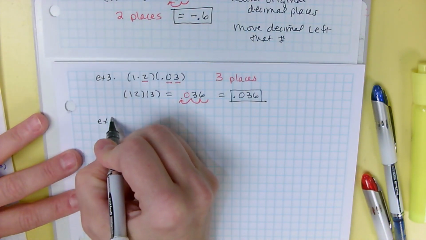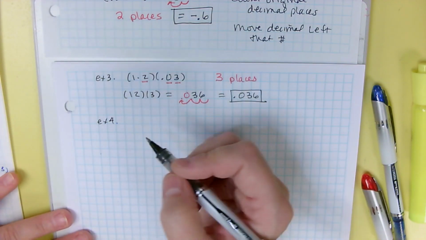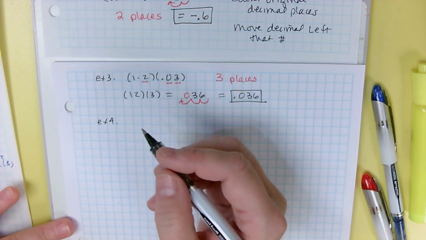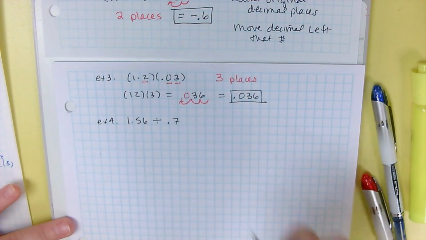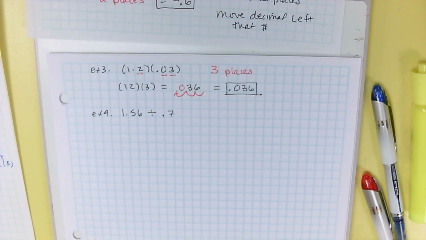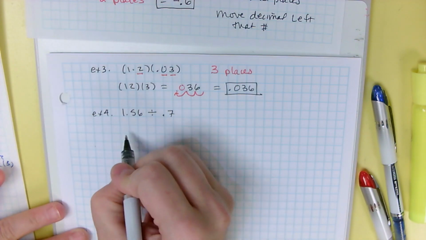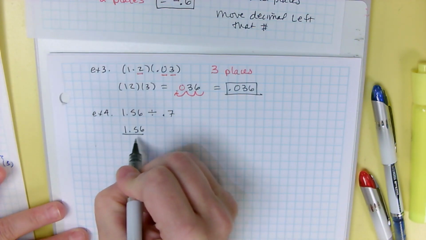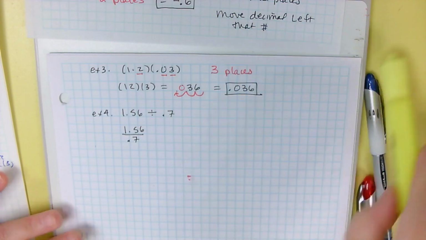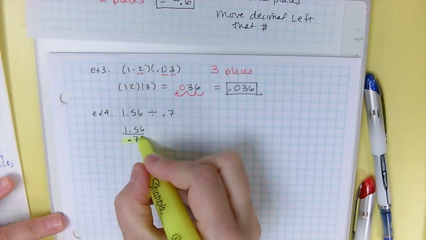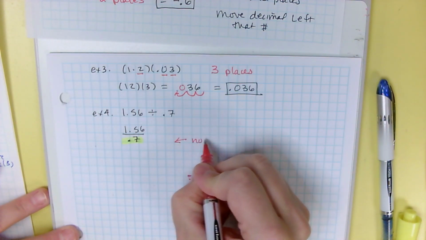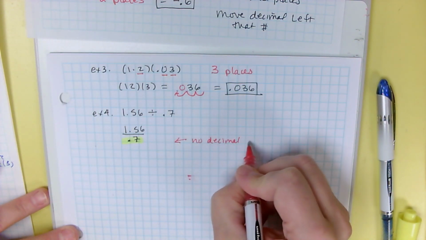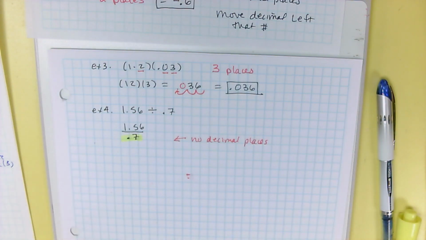Okay, example 4. We're going to do some division. We're going to go 1.56 divided by 0.7. So if you remember doing division from grade school, this is the same thing as 1.6 divided by 0.7. And the problem is that the bottom number needs to have no decimal places. It's okay if the top has decimal places, but the bottom can't have any decimal places.